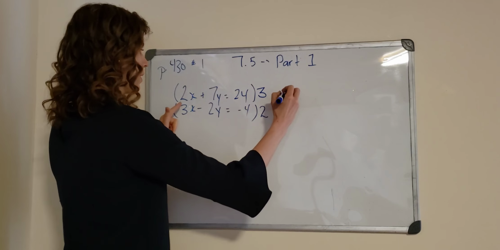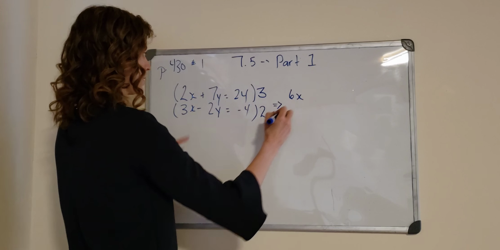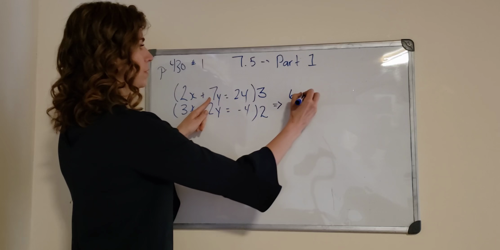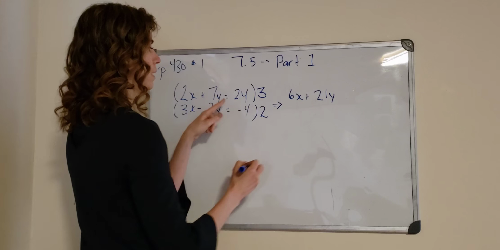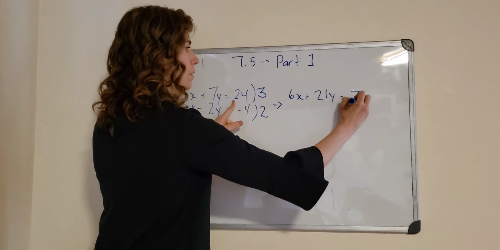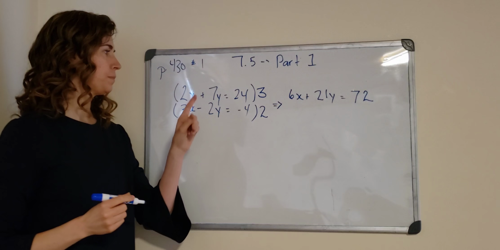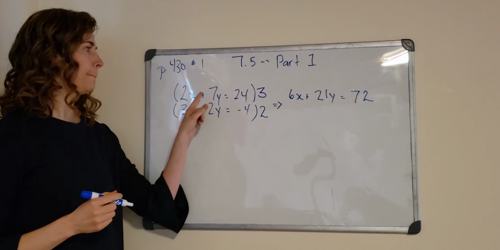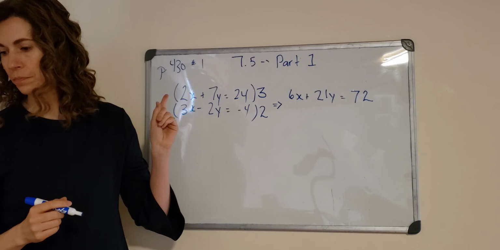So 2 times 3, 6x. 7 times 3 is 21y. And 24 times 3 is 72. All right, so all I did is I multiplied each term by 3.